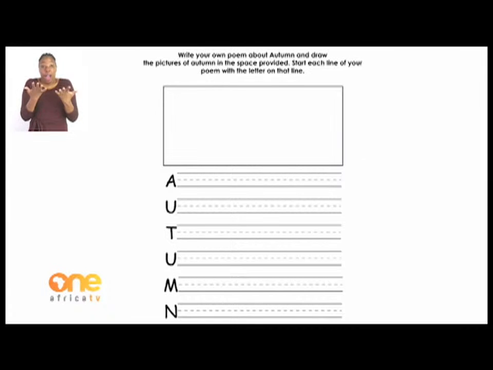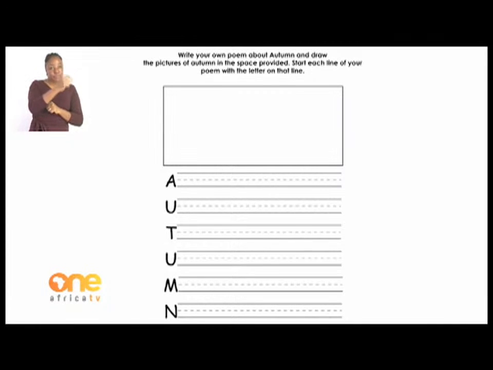We have said about the leaves, the wind, and what you can do during autumn, as well as what you can wear during autumn as well. So I'd like you to please use your imagination as well as the things that you know about autumn. The other instruction that is below is to start each line of your poem with the letter on that line.